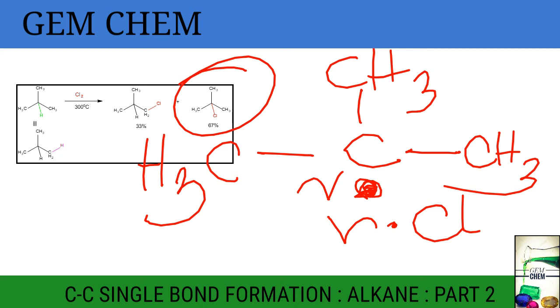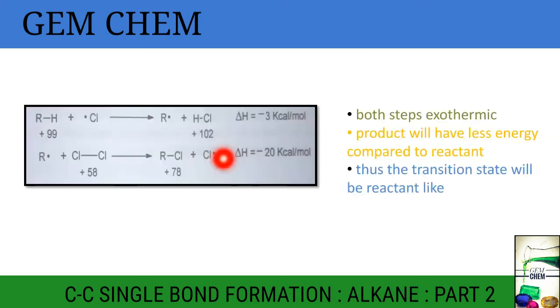Now let us see our next part. See, for the bond energies, while breaking this bond which is 99, there is a release or decrease of energy, that is minus 3 kilocalorie per mole. As for this also, a decrease in energy. Now what does it mean? That when the reaction takes place, there is a release of much heat. When heat is released, the product becomes more stabilized and becomes less in energy. So for chlorination, both steps are exothermic and the product will have less energy compared to the reactant, as there is loss of energy, and thus the transition state will be reactant like.